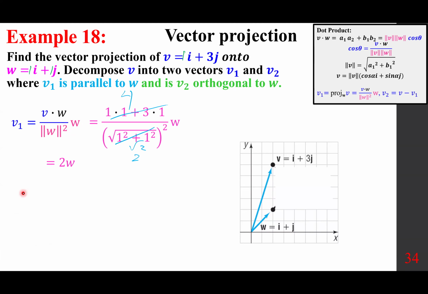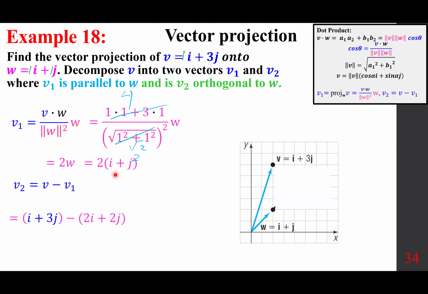And again, I hope you see that the result is some number times W. 2 times W is 2I plus 2J. So that's the vector. Very simple. The other one, you really don't have to do anything. V sub 2 is V minus V sub 1. So this one minus this one.